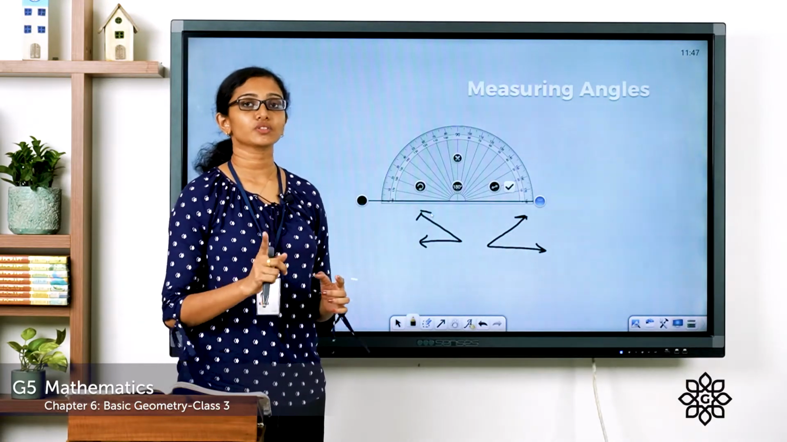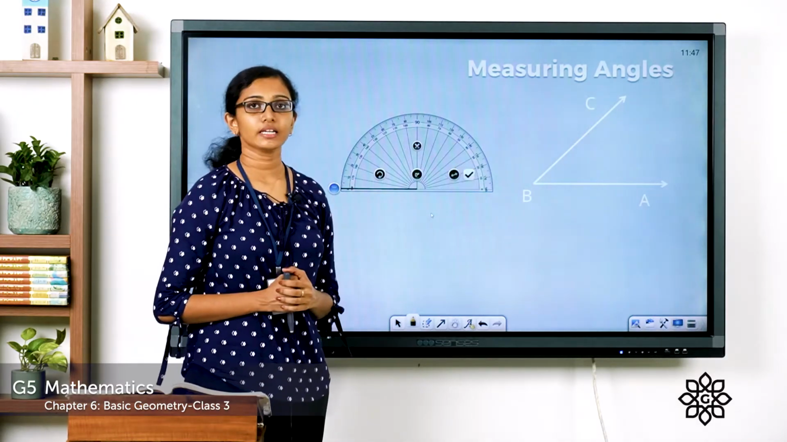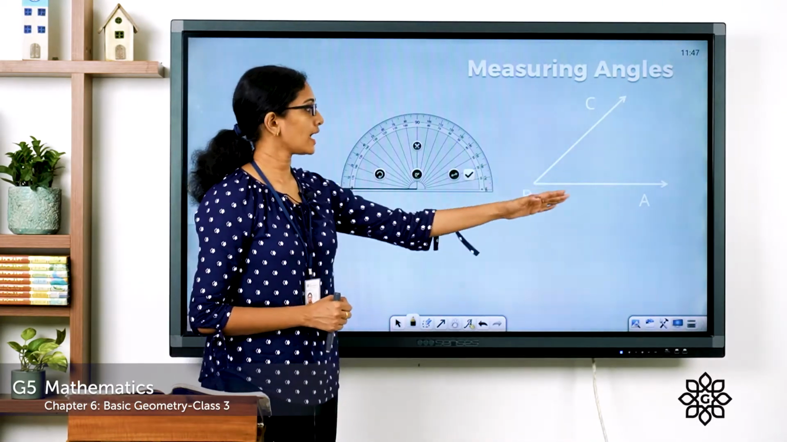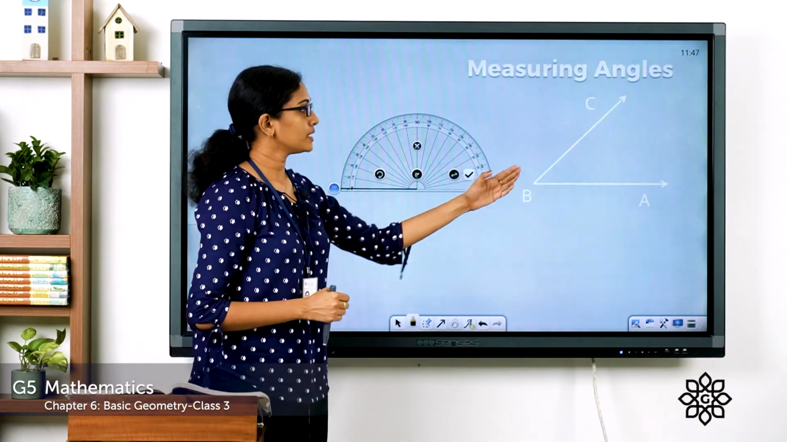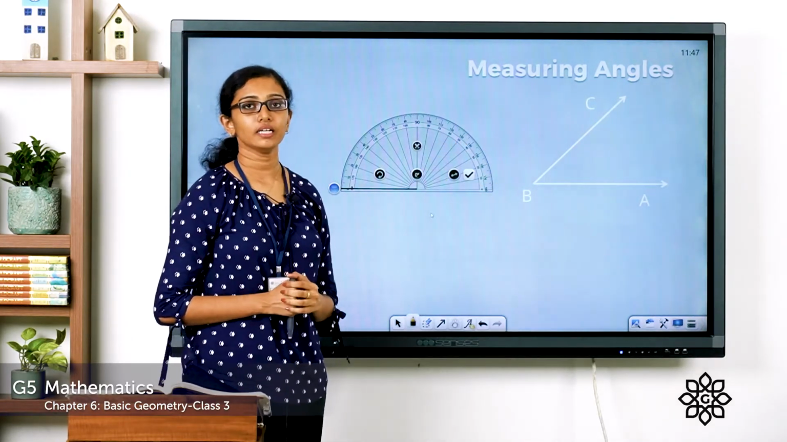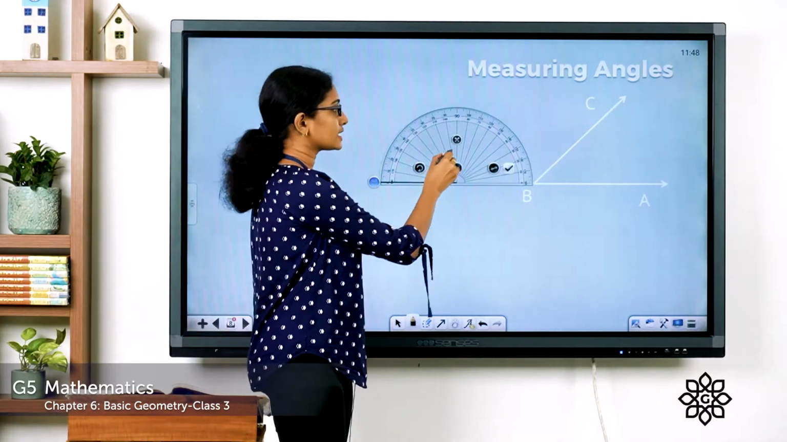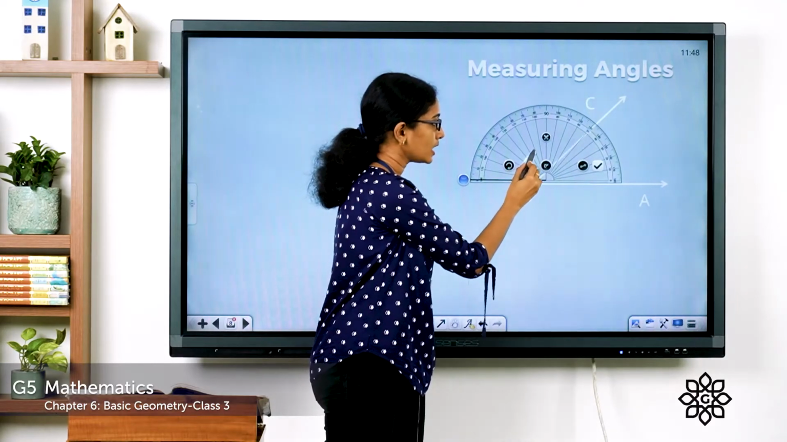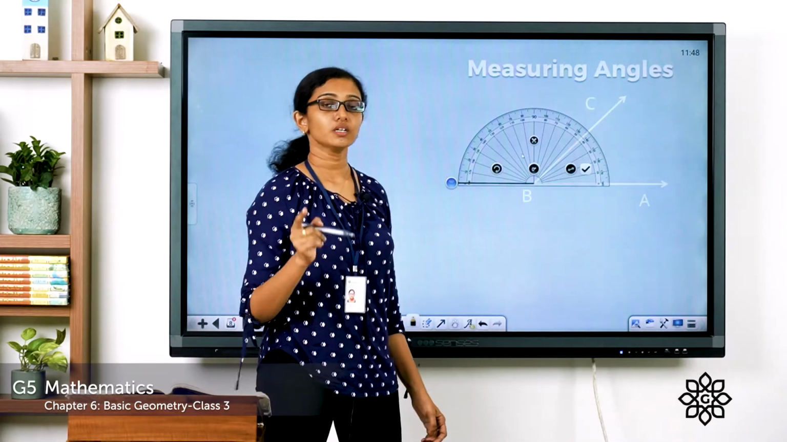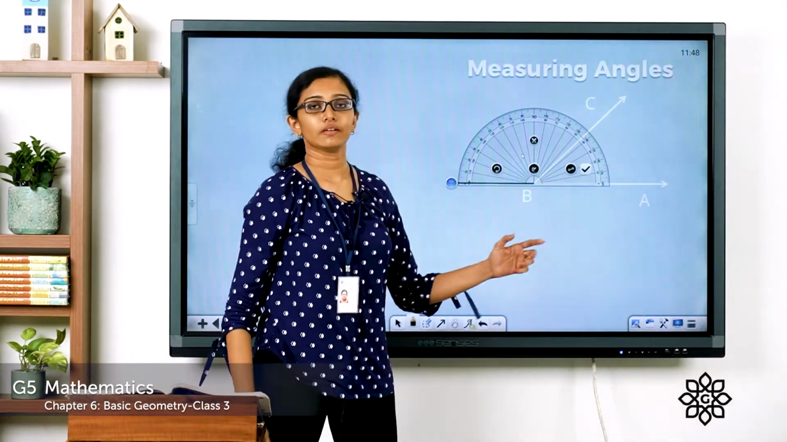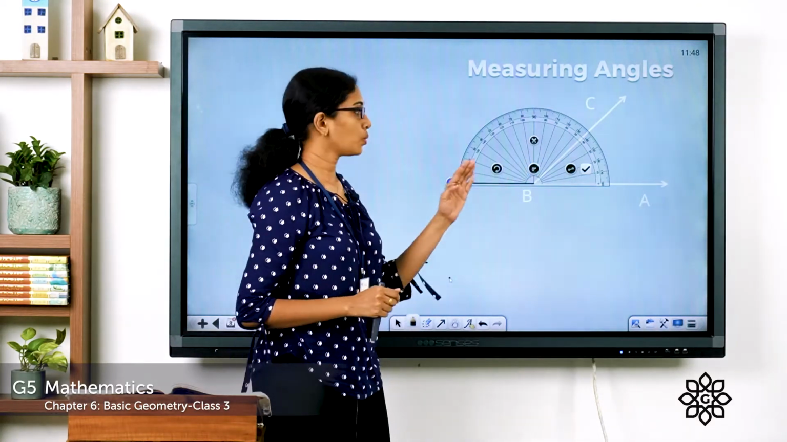Now let's see how we can actually measure an angle using this protractor. You have an example here. See this angle here, CBA or angle ABC. The vertex is B and the arms of the angle are BA and BC. Clear? And you have the protractor with you. What you should do? First, place the protractor in such a way that the baseline coincides with the lower arm of the angle. Also, note that the center of the protractor should coincide with the vertex of the given angle. So, the baseline should coincide with the lower arm and the center should coincide with the vertex of the angle.